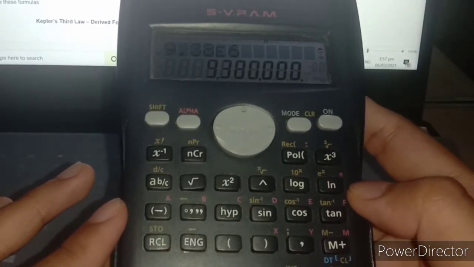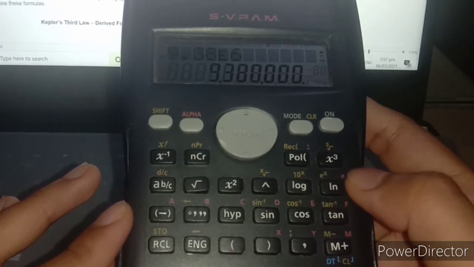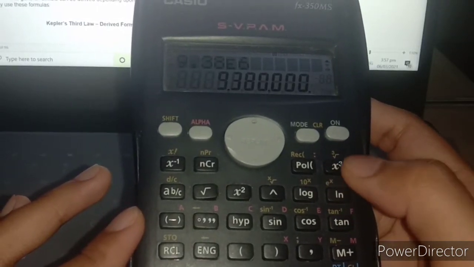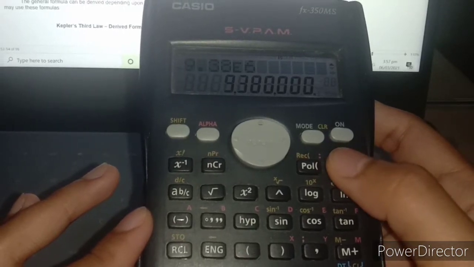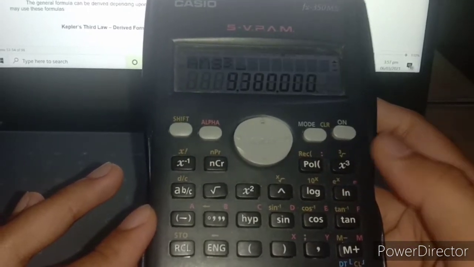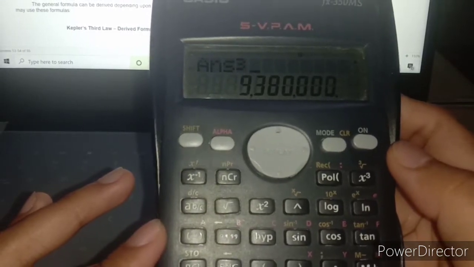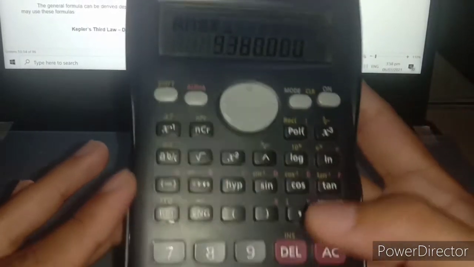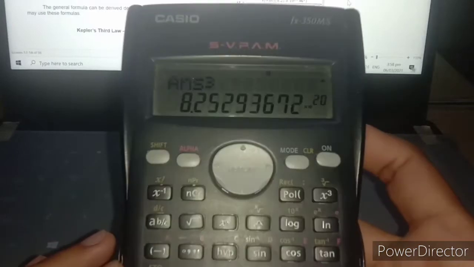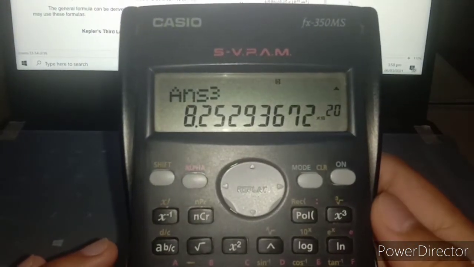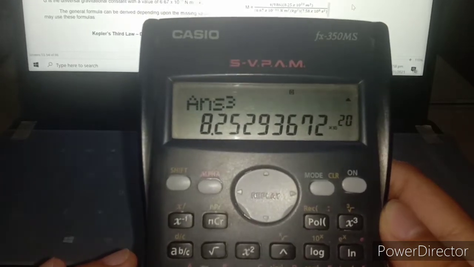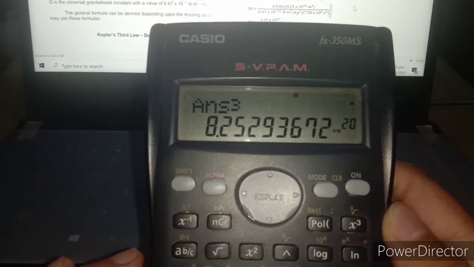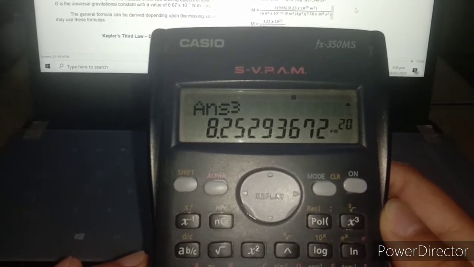But if you are using a scientific calculator, you may use this one, yung x cube dyan. Ibig sabihin, that answer, tapos may 3. Ibig sabihin, i-cube natin siya. So, equal sign, we have 8.25, 29, 36, 72 times 10 raised to 20 na answer.